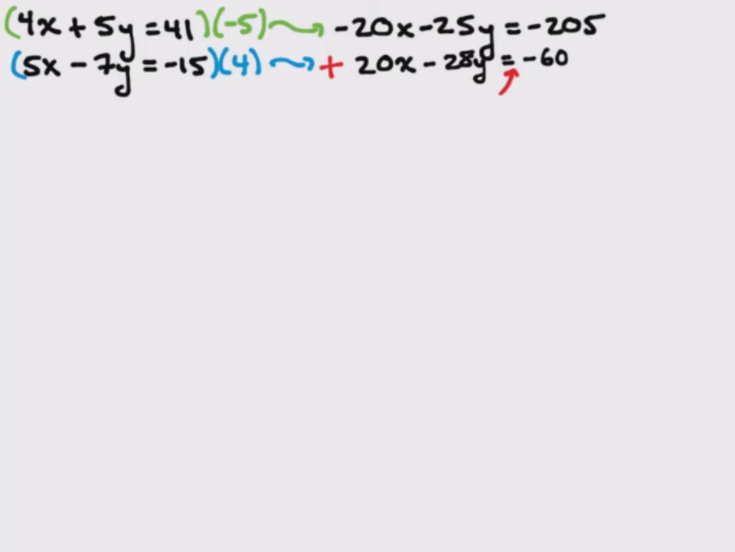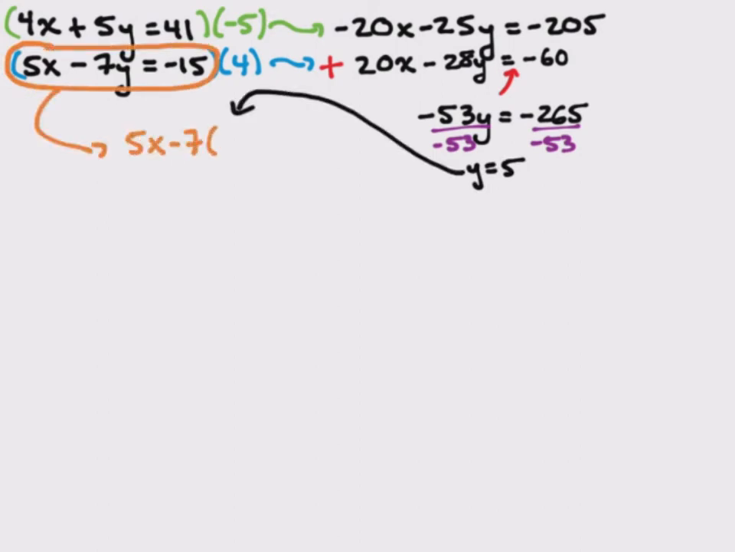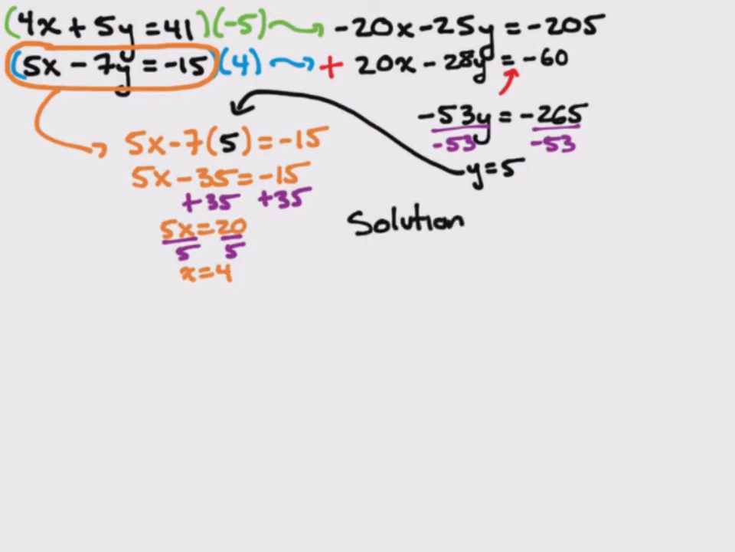And in this case, we end up with, and we find that our solution to this system of equations is the ordered pair 4, 5.